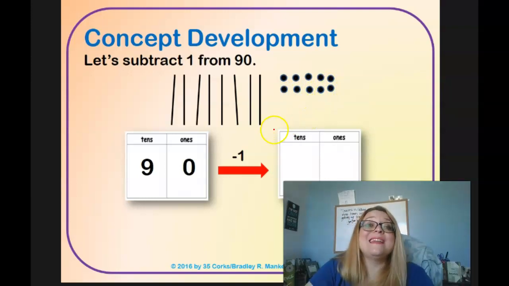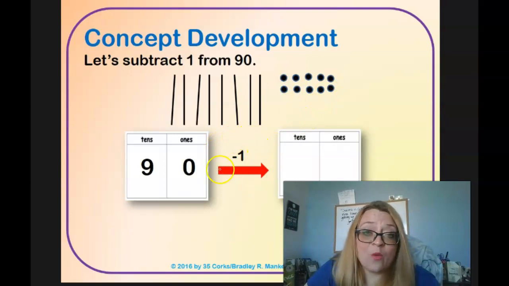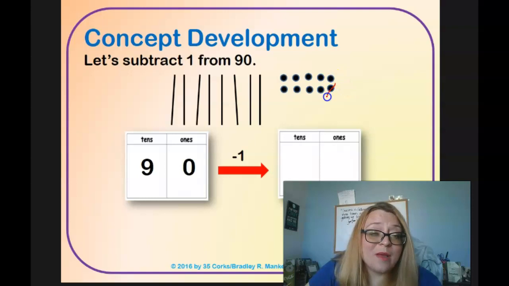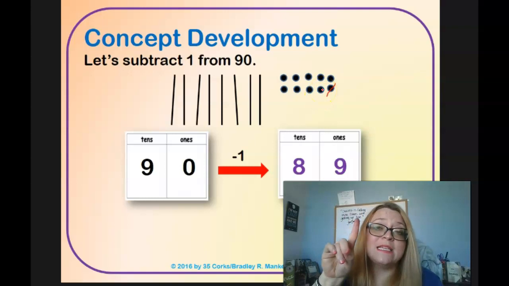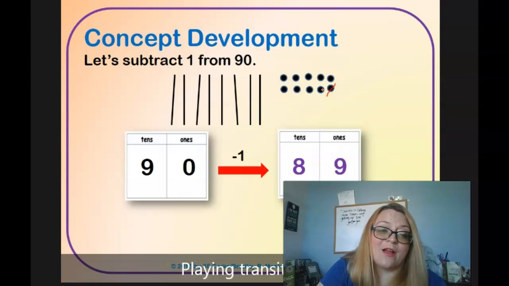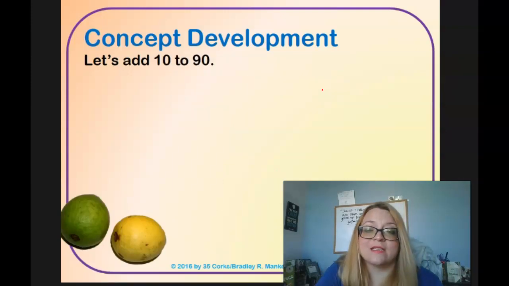Now, can I cross off my 1? Yeah. So I'm going to cross off my 1 and I'm going to count them again. So I've got 1, 2, 3, 4, 5, 6, 7, 8 10s and 1, 2, 3, 4, 5, 6, 7, 8, 9 1s. So 1 less than 90 is 89. Good job. All right. Go ahead and try this one.